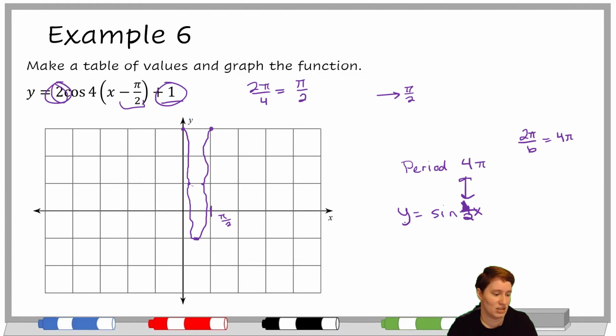Then in the last section, they give you graphs and want you to write the equation. I would imagine that would go a little better because you can see the period and then know, okay, I need to do 2 pi over b equals whatever the period is. And that gives me the number in front of x.